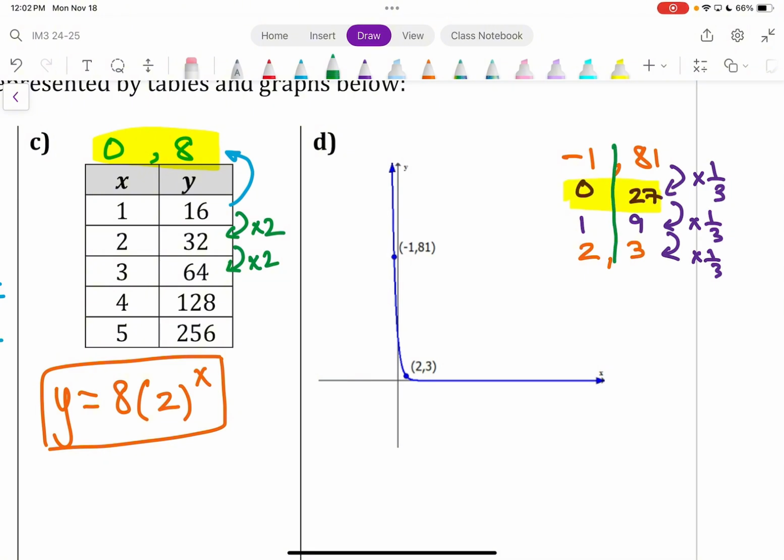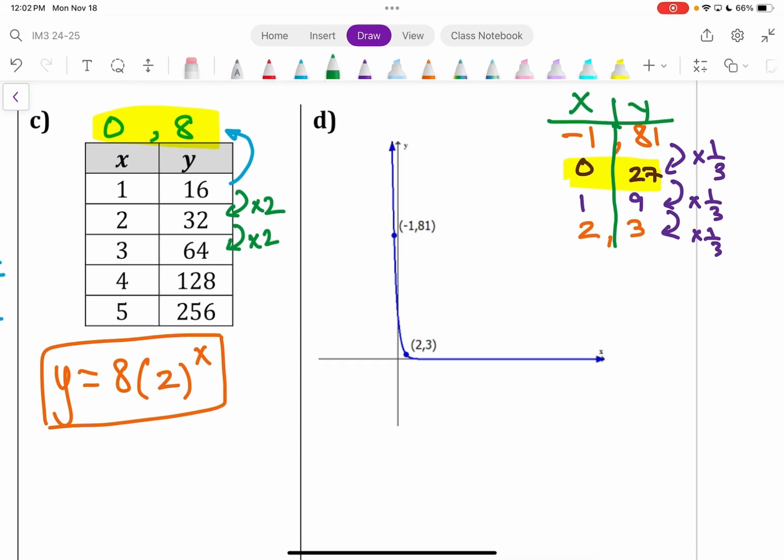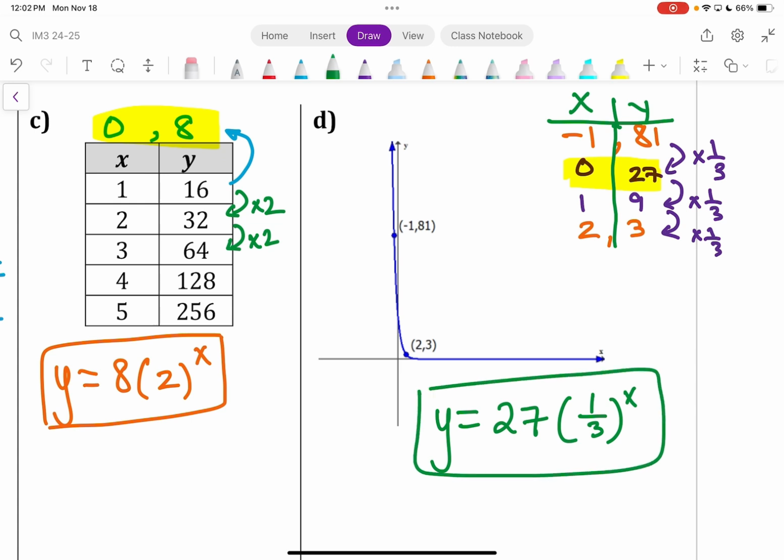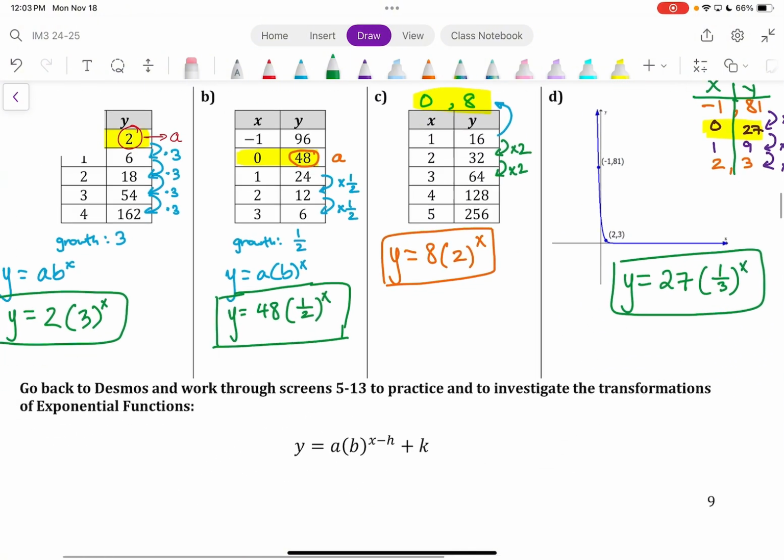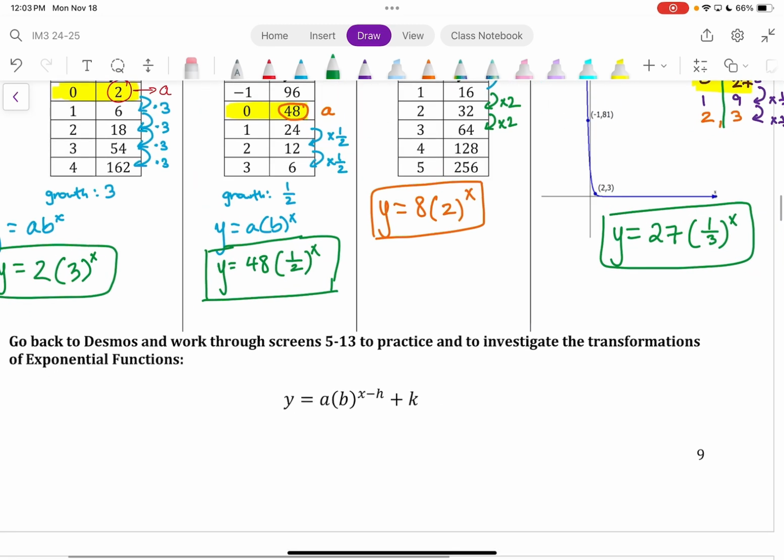By the way, this is a table, in case you haven't noticed. This is an x and y table. So to write our equation, we get y equals, a is 27, b is 1/3, raised to the x. Okay. So with graphs, depending on what points you're given, you might need to make a table and work backwards, or work like this. All right. Let's go back to decimals and work through screens 5 to 13 to practice and investigate transformations. We will do that when we return from our break.